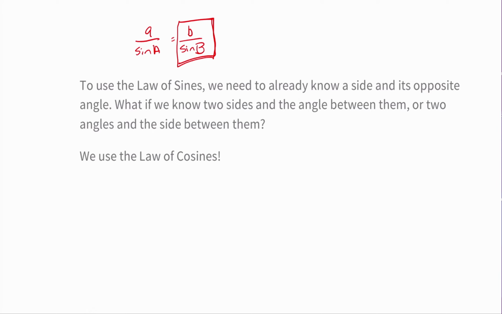its opposite angle. What if we know 2 sides and the angle between them, or 2 angles and the side between them, but we don't know a side and the opposite angle? Then we use the law of cosines.